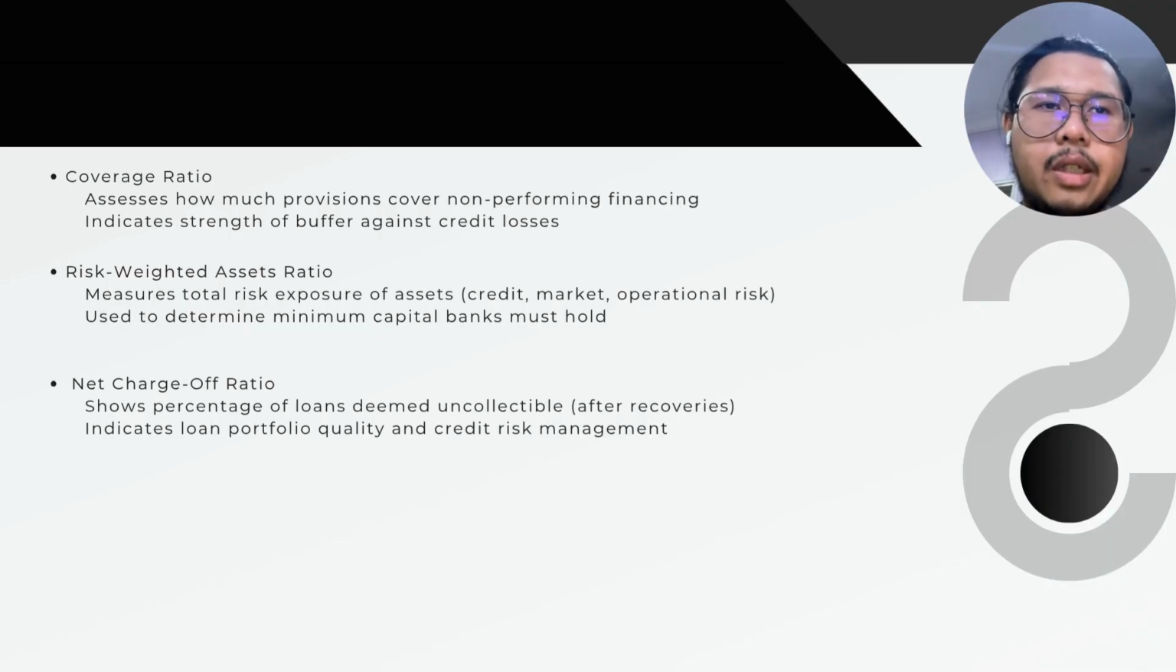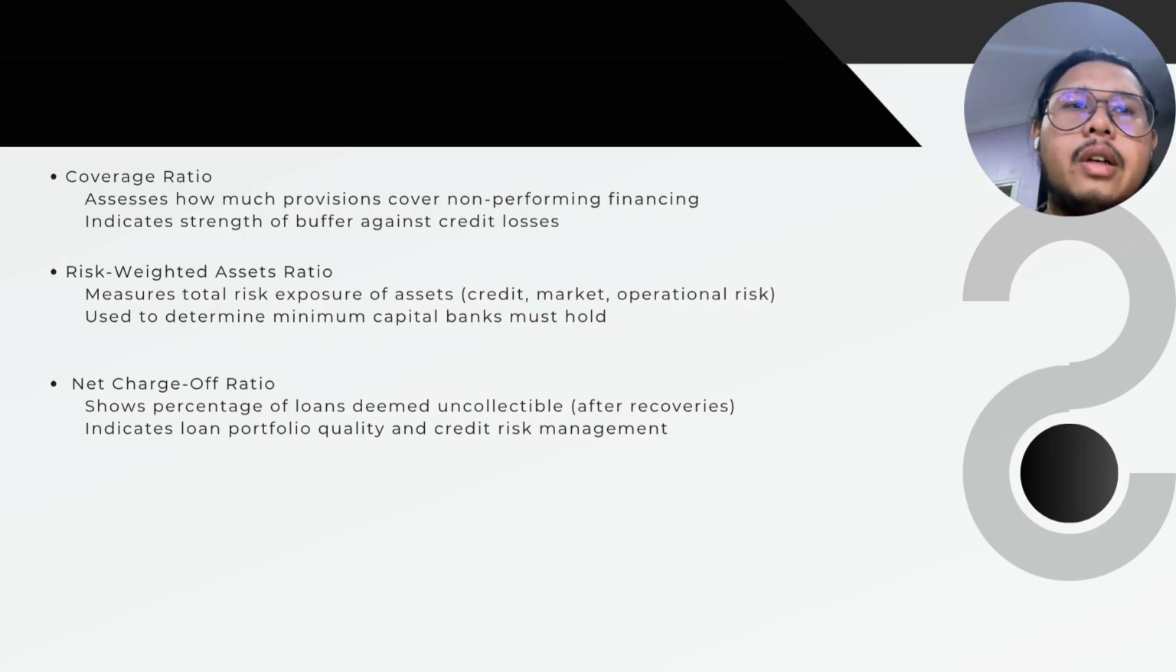Okay, next is coverage ratio, to assess how much provision covers the non-performing financing. It indicates the strength of buffer against any credit loss. Risk-weighted asset ratio measures the total risk exposure of assets, credit, market or operational risk. It is used to determine the minimum capital that a bank must hold. Next is the net charge-off ratio. It shows the percentage of loans deemed uncollectible after recovery, and indicates the loan portfolio quality and the credit risk management by the bank.